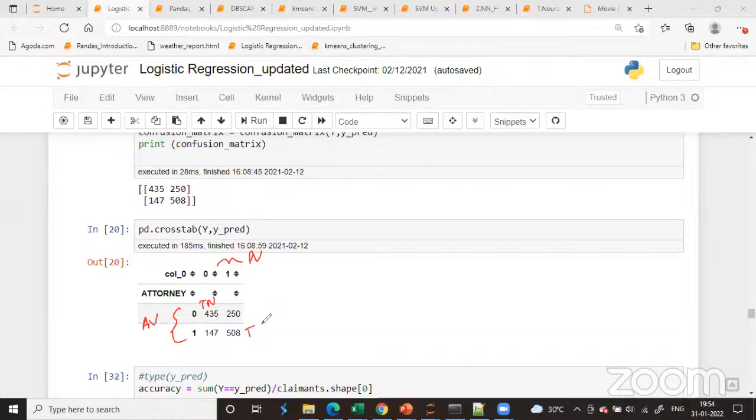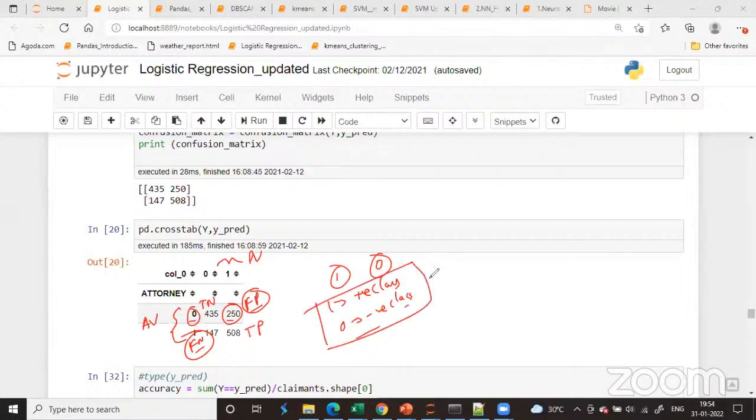And then you have your true negative and true positive. You can understand that if the actual value is 0 but your prediction is 1, that means false positive. If your prediction is 1 but actual value is 0, that is a false positive first, then false negative. So 1 is our positive class, 0 is our negative class. That is what we have understood.